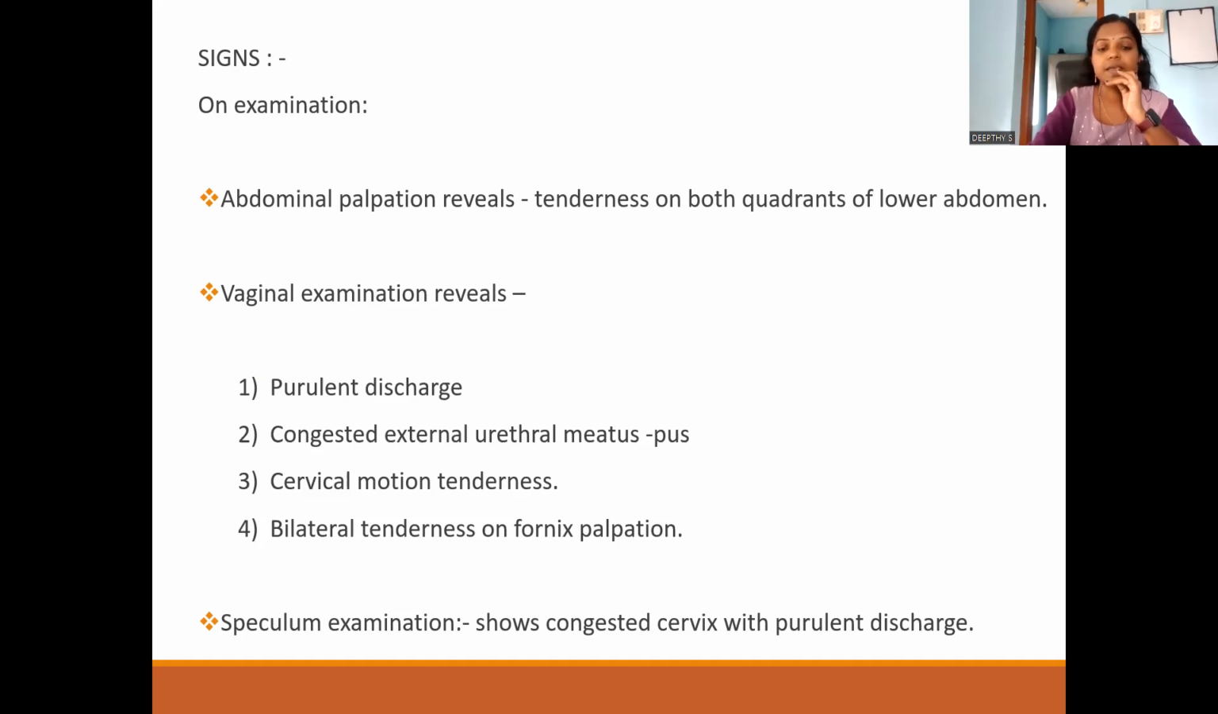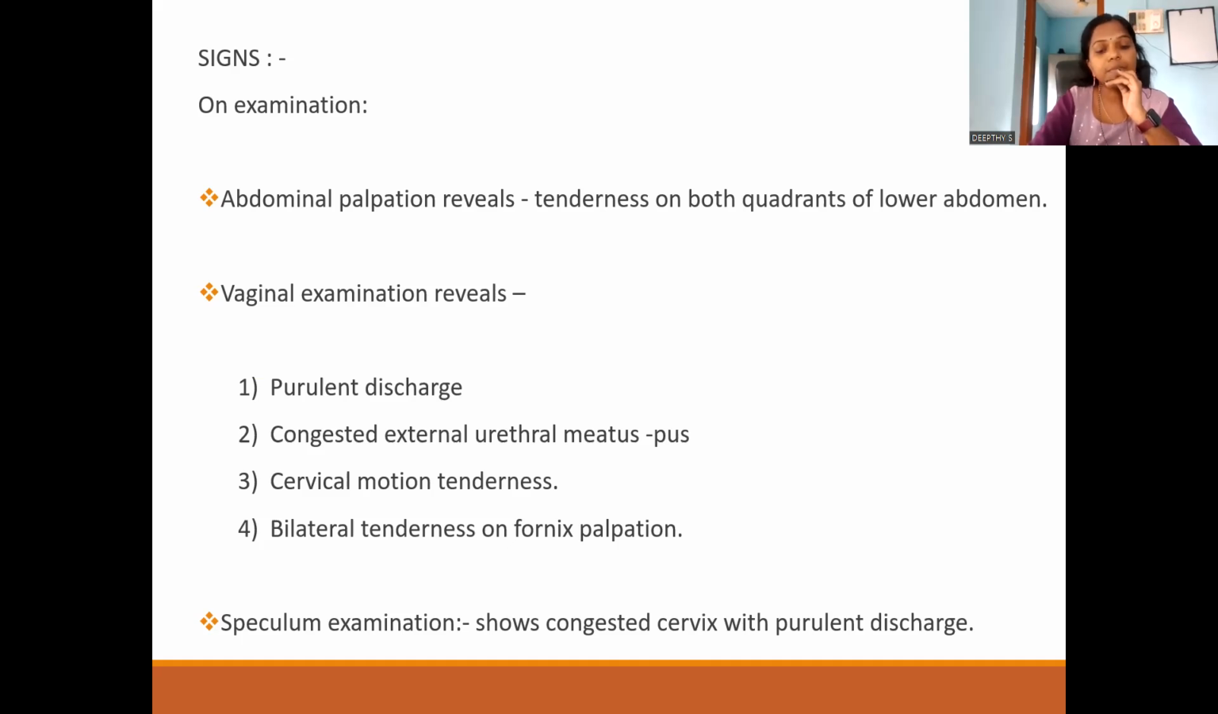Pus discharge may be seen in the urethra. Then on bimanual examination, we can see cervical motion tenderness, then bilateral tenderness on the fornix palpation. When we do vaginal examination, these can be seen. That is, externally, we can see purulent discharge coming through the urethral meatus. Then cervical motion tenderness in the lower genital tract. Then bilateral tenderness on the fornix palpation. These can all be seen in the vaginal examination.